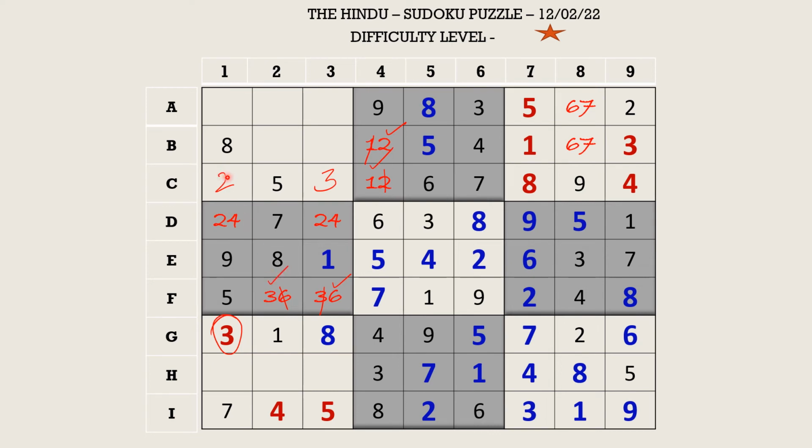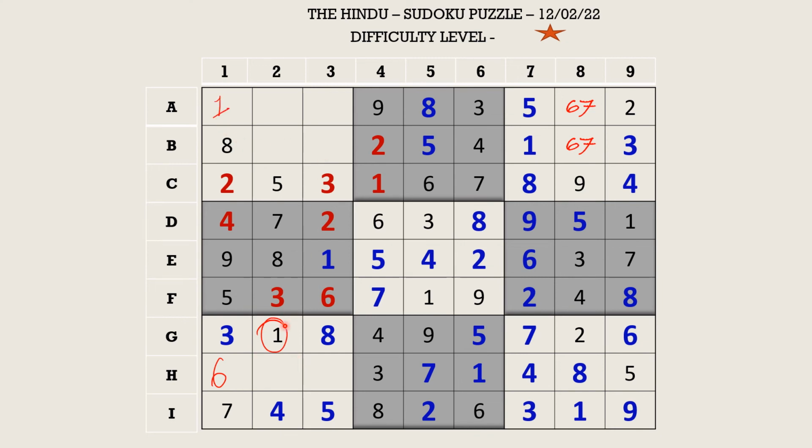Similarly the 2 here cancels out the 2 here in D1. D1 becomes 4 and D3 takes 2. In column 1 the missing numbers are 6 and 1. There is a 1 here in this block blocking this cell. So H1 takes 6 and A1 takes 1.